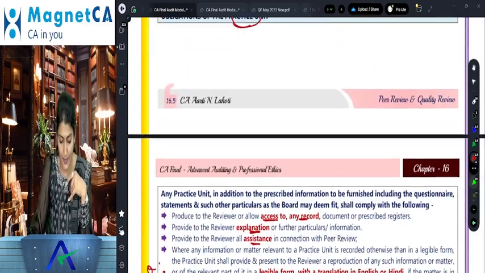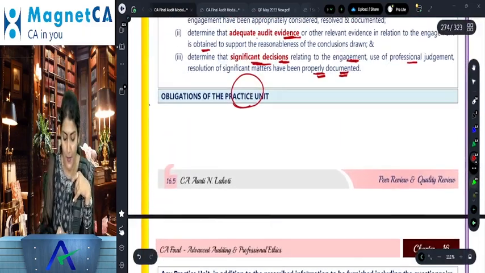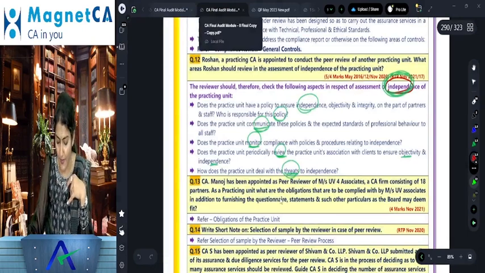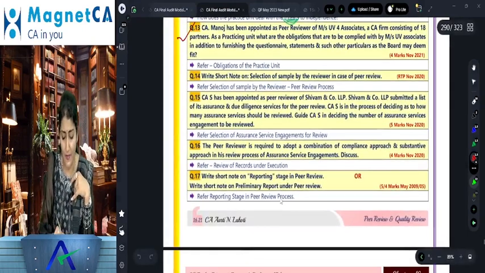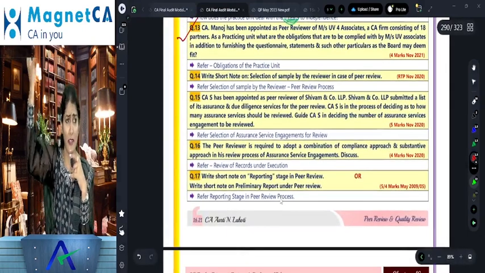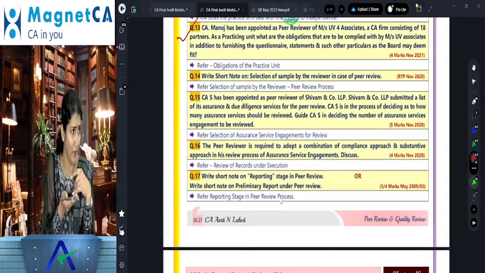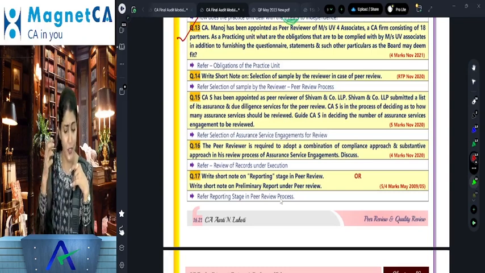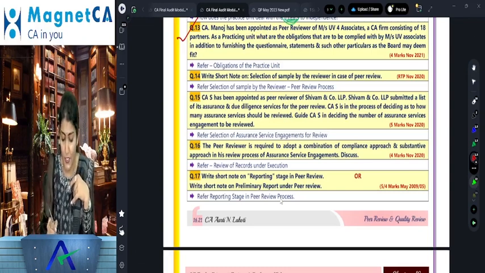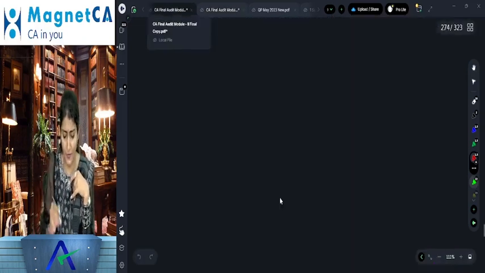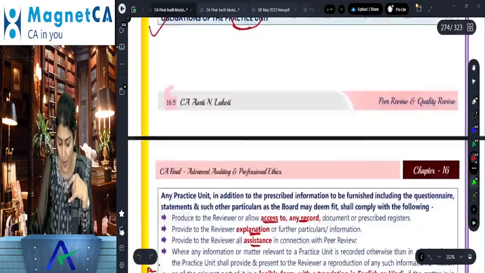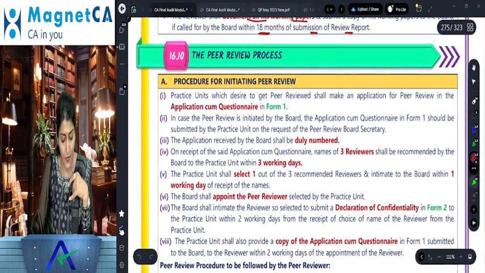Are you understanding that? Again, a question asked in your exams, obligations of the practice unit. In this chapter, almost everything is there in the question bank because it's been there for ages, since 2002, 2003. That time peer review came. And since that time, almost all questions on peer review have been asked in your exams. Right? So obligations of the practice unit. Are you able to follow that, everyone? You have the obligations of the practice unit and the obligations of the reviewer.